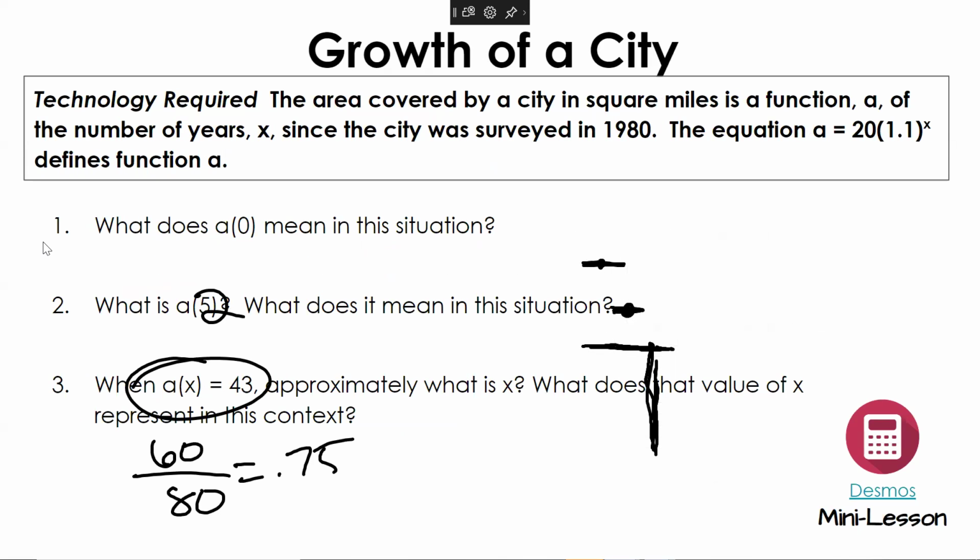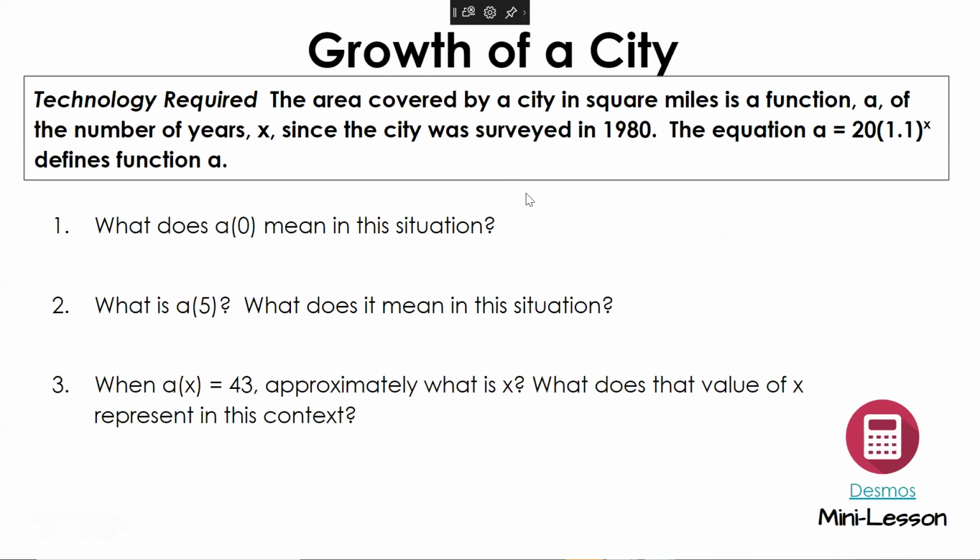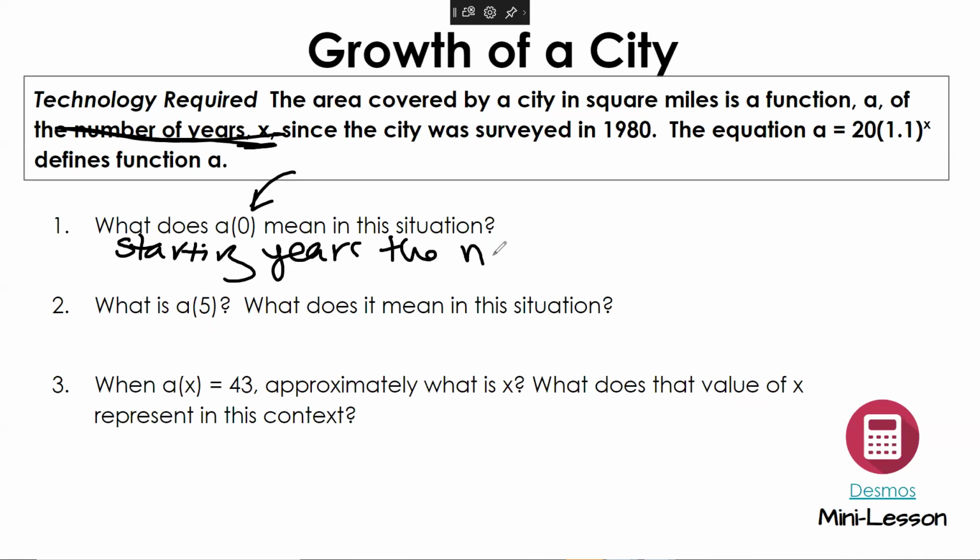On the next one, it says, what does A of 0 mean in this situation? So this is a new situation. We have A of 0. So reading this over, it says the area covered by a city in square miles, A of the number of years, X, since the city was surveyed in 1980. Here's the equation. What does A of 0 mean? So what does that 0 mean? So X is the number of years. So 0 number of years. So starting year, the number of square miles.